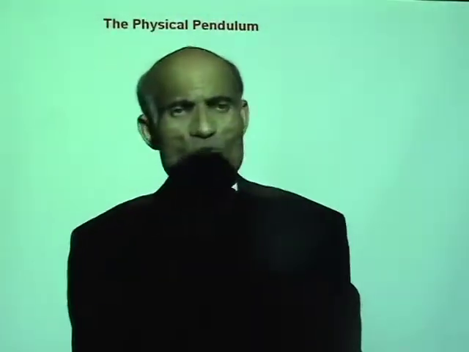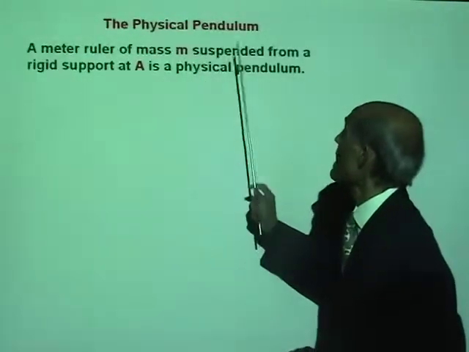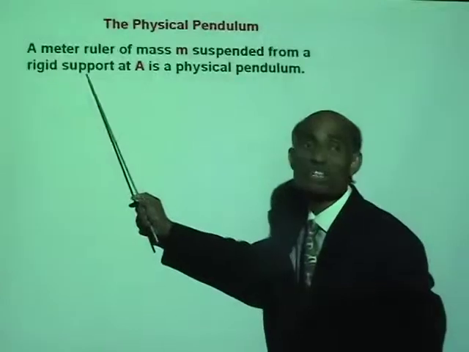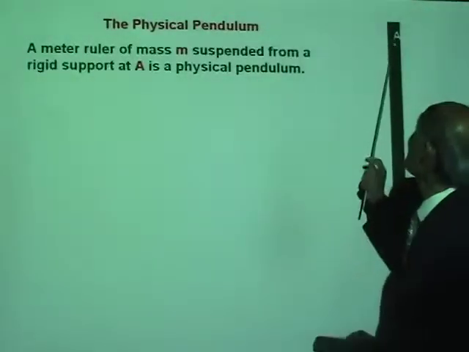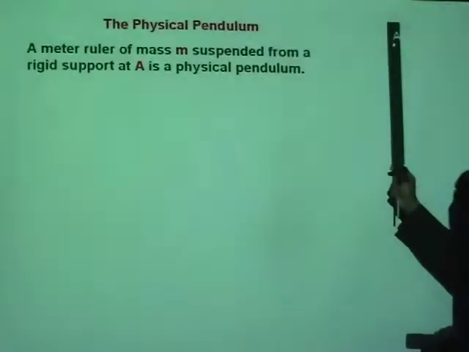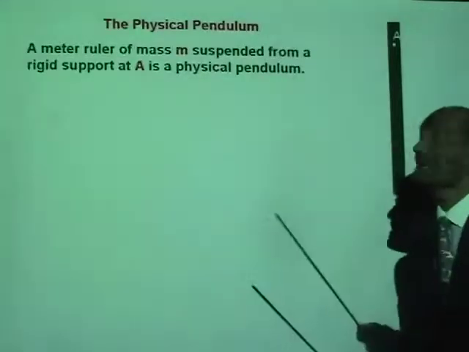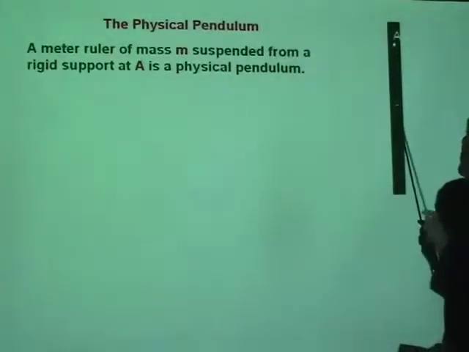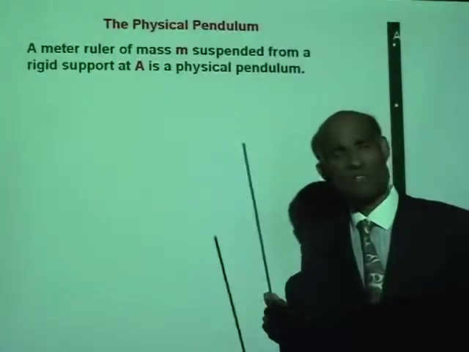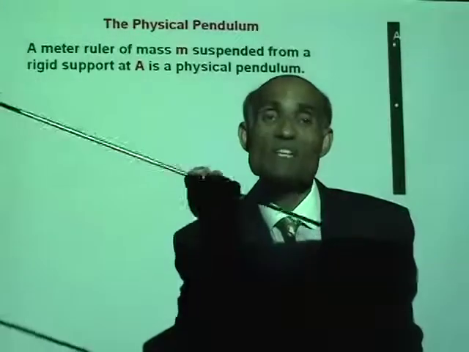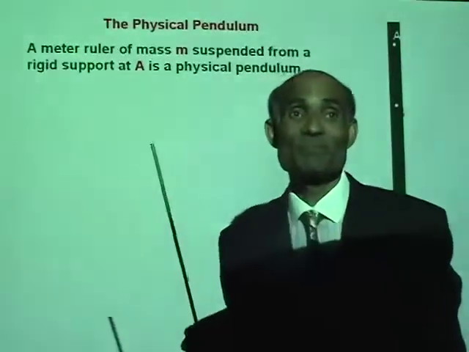Alright, let's talk about this. A meter ruler of mass m suspended from a rigid support at A, there you are, is a physical pendulum. Now this is where the ruler is suspended. It is free to oscillate at that point. And this is the center of the ruler, the center of gravity. You know that the center of gravity is the point at which the weight of an object is acting.